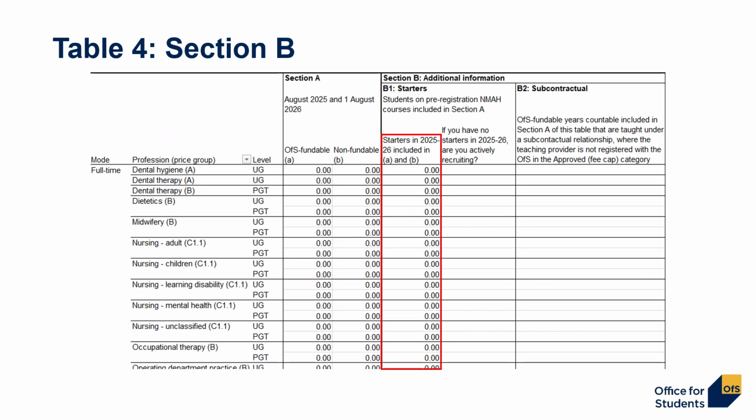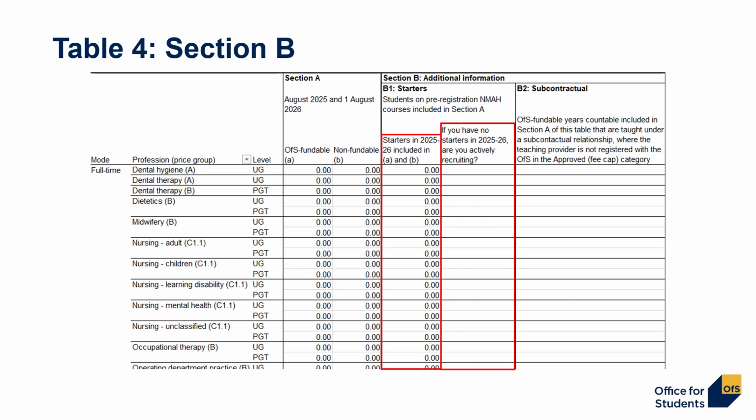Assuming that they are all home fee students, Section A will show those 90 students and Section B will show the number of starters in that total, subject to them qualifying according to the criteria we'll look at in a moment. If there is a value for this row in Section A, but the number of starters is 0, the column alongside comes into play. This is where we seek confirmation on whether students are actively being recruited to the course. This is because the NMAH supplement requires this to be so if the allocation is to be paid.